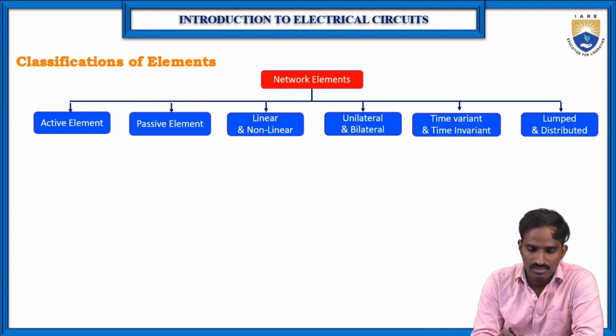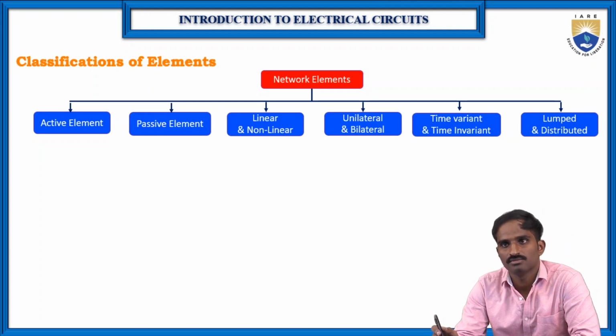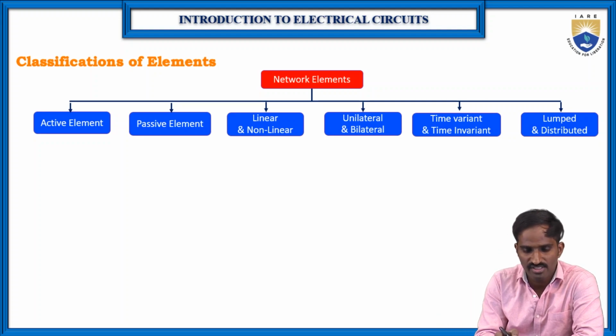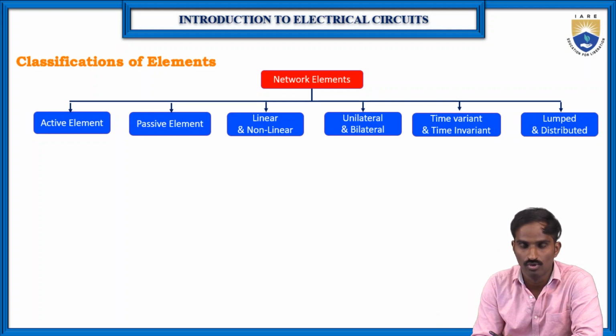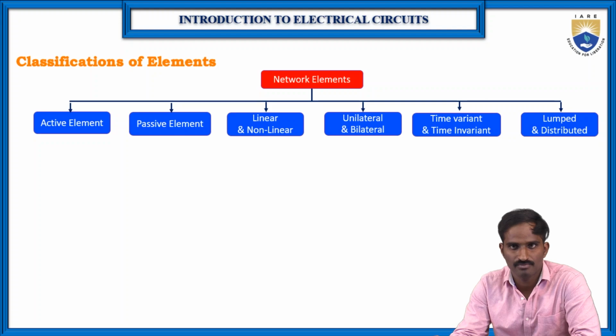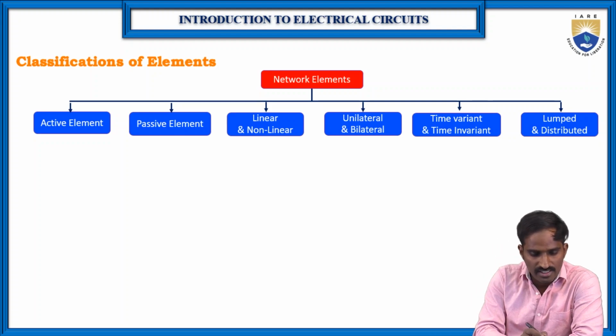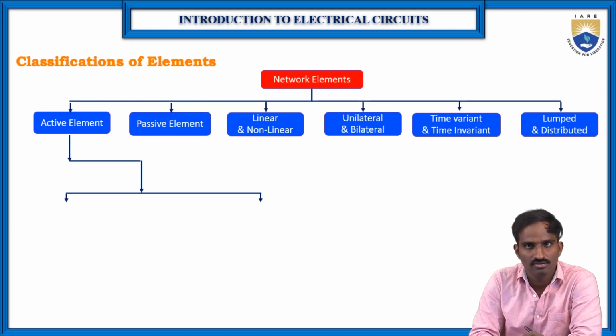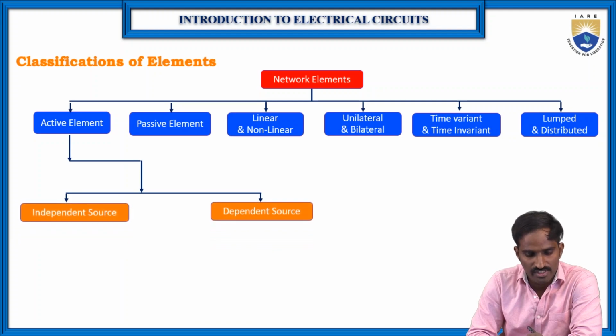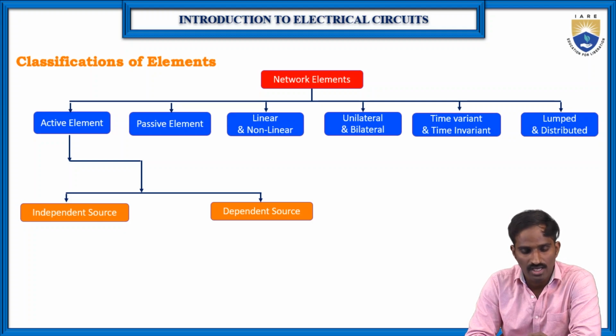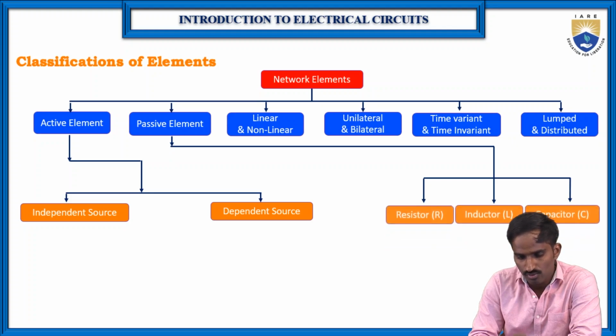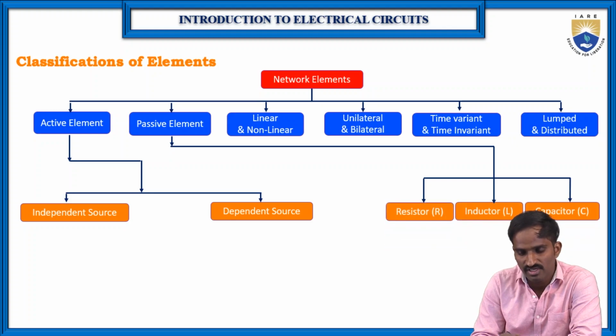So the total network elements are classified into 1, 2, 3, 4, 5, 6 various types. Of course, not only 6, because linear elements and again non-linear are there. Again, this is classified into 2. And here unilateral and bilateral, similarly time variant and time invariant, and lumped and distributed. And again, these elements are sub-classified. Here the active elements are classified into two different types: independent source and dependent source. And the passive elements are resistors, inductors and the capacitors.